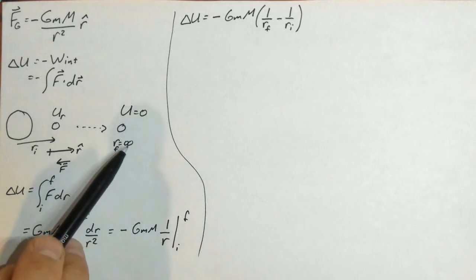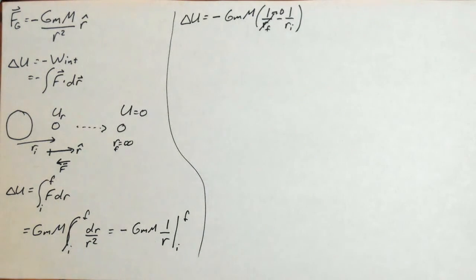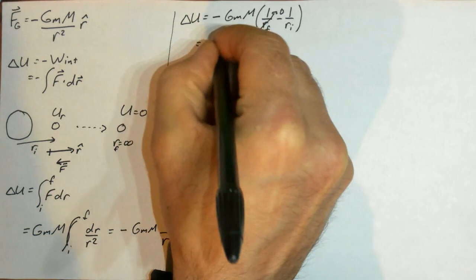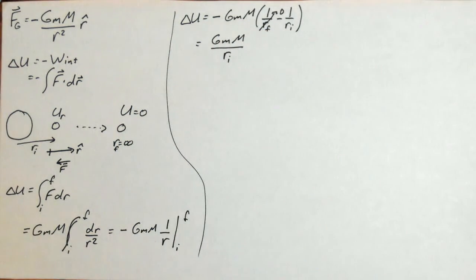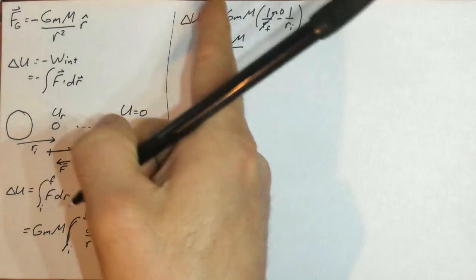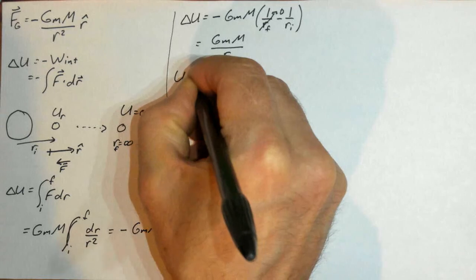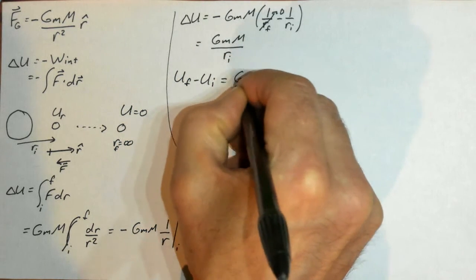But our final is infinity. 1 over infinity is 0. So I can cross that out. And I have a negative and a negative. We have GMm over r initial. Okay. So that's the change in potential energy as I move from my initial to my final. So this is final minus initial. So let's go ahead and rewrite that. This is U final minus U initial equals GMm over r.